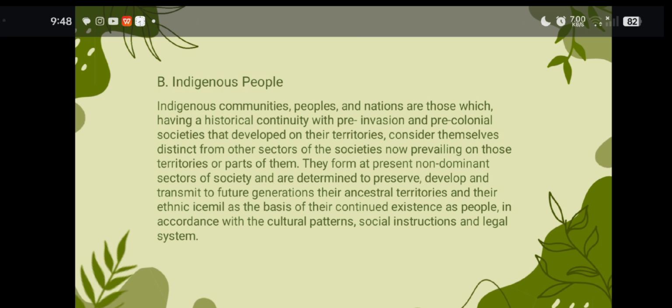Indigenous communities, peoples, and nations are those which, having a historical continuity with pre-invasion and pre-colonial societies that developed on their territories, consider themselves distinct from other sectors of the society now prevailing on those territories or parts of them. They form at present non-dominant sectors of society and are determined to preserve, develop, and transmit to future generations their ancestral territories and their ethnic identity as the basis of their continued existence as peoples, in accordance with their own cultural patterns, social institutions, and legal system.